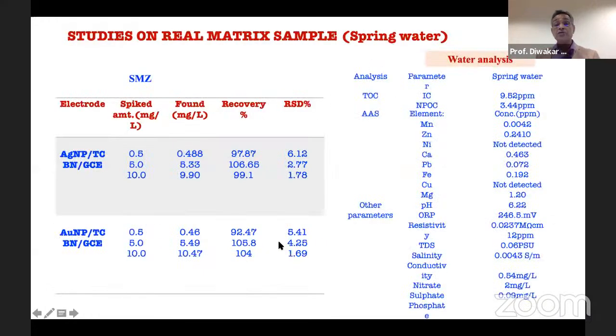What I want to say about the stability of the electrode is that, although I have not shown the data here, we used the same electrode for repeated operations, five to six times, and found no significant change. There was no change at all. So we can say that the material coated or impregnated on the surface can be used repeatedly.